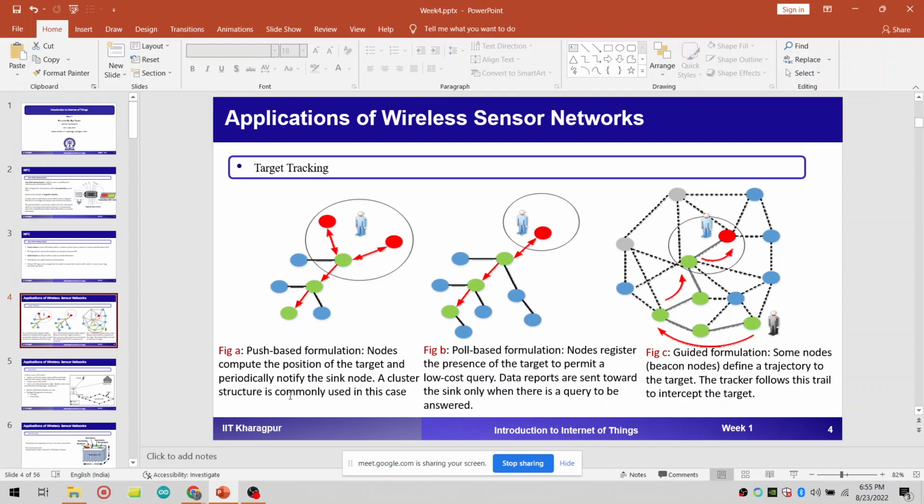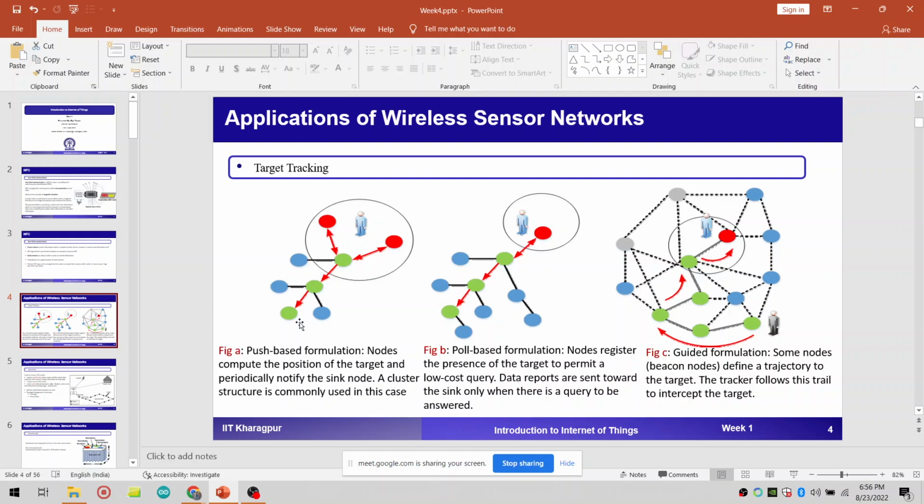First is your push based. In case of push based, for example, your target is here, right? These two sensors, which are in close proximity to this target, are going to detect its presence. Whenever these sensors detect its presence, they will send the information to the sink node, and then some analysis will be done on that data, and its position will be detected.